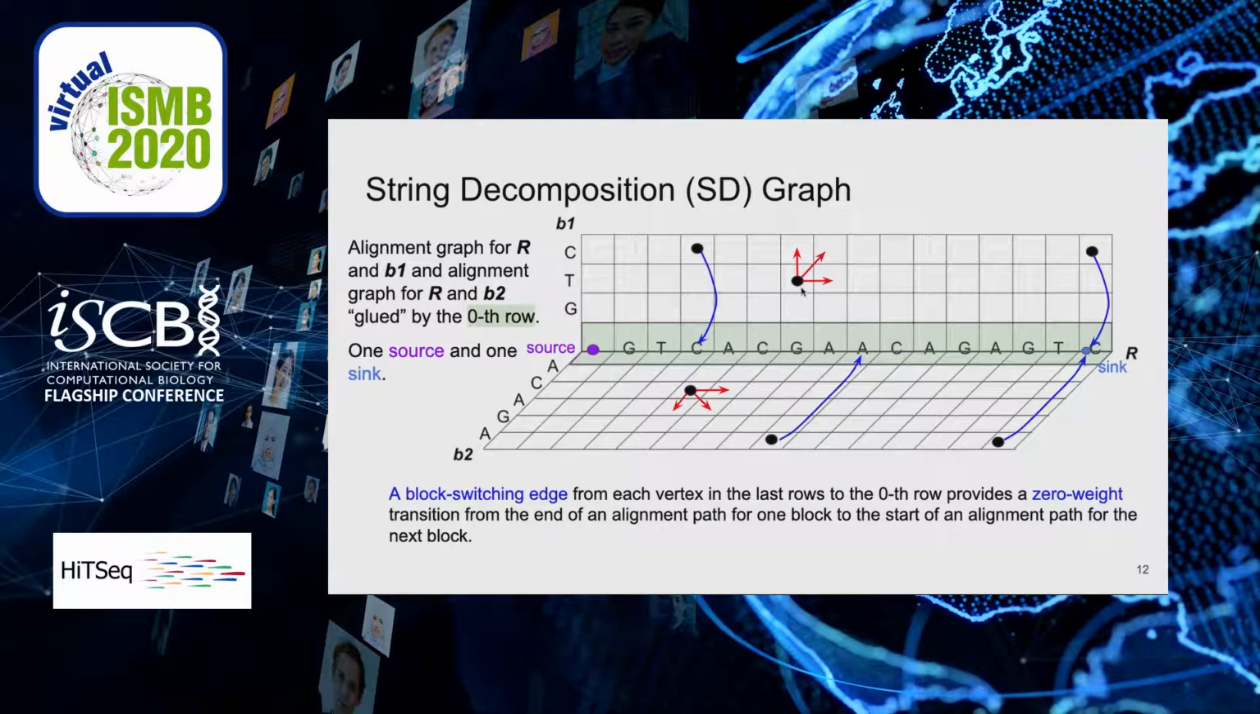Using alignment graphs for B1 and R and for B2 and R, we can build a string decomposition graph. We glue these two alignment graphs by their zeroth row, so they have zero row in common. Label source and sink vertices and introduce new blue edges from each cell in the last row to the zeroth row. These block switching edges have zero weight and provide transitions from the end of one block alignment to the start of the next block alignment.